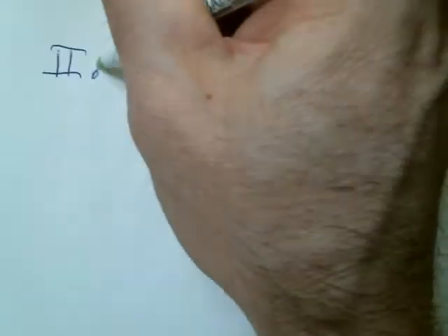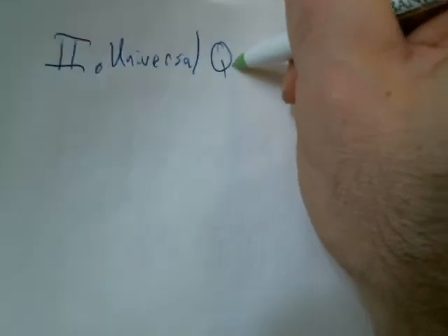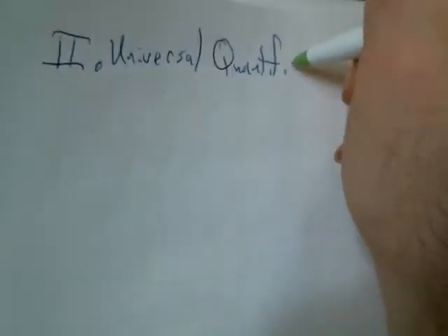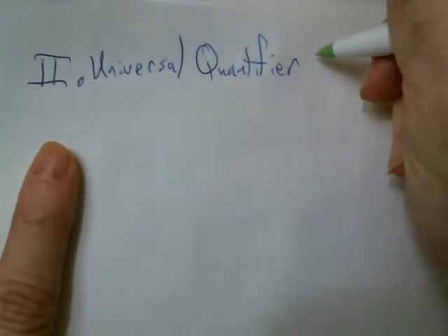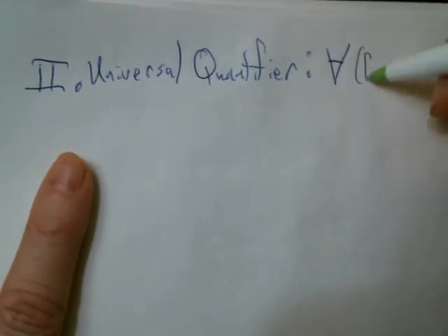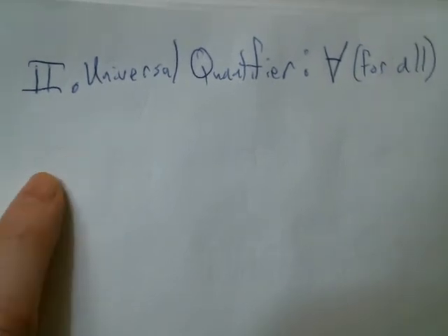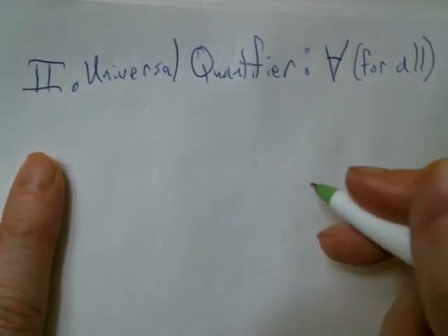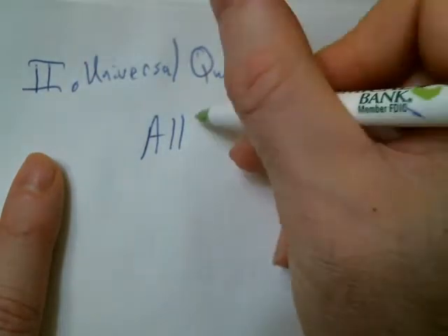So this is section 2 now, the universal quantifier. It is first, and the symbol for this is the upside down A, and it means for all. So when you see that symbol, you say in your head for all. Some examples of statements with universal quantifiers: all human beings are mortal.